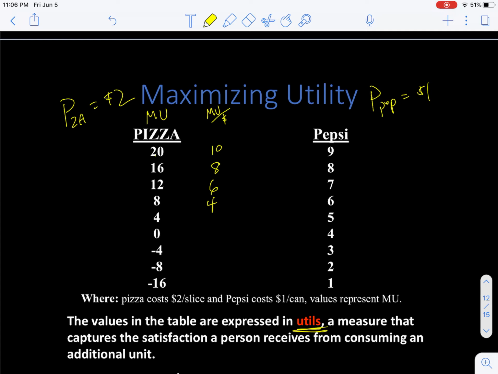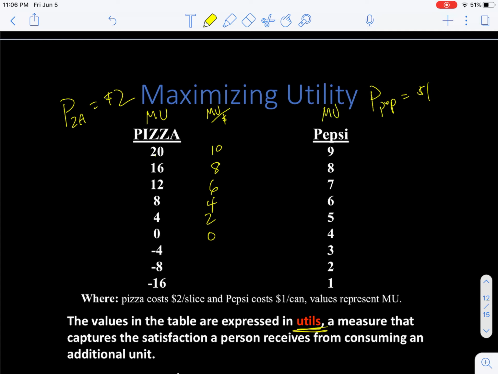And so 1, 2, 3, 4. The fifth slice, 4 divided by 2, that's 2. 0 divided by 2, that's 0. We could do the negative ones, but are we going to purposefully eat pizza that makes us worse off? Probably not. And so you could keep going down there, but I'm not going to expect that we're going to buy those anyway.